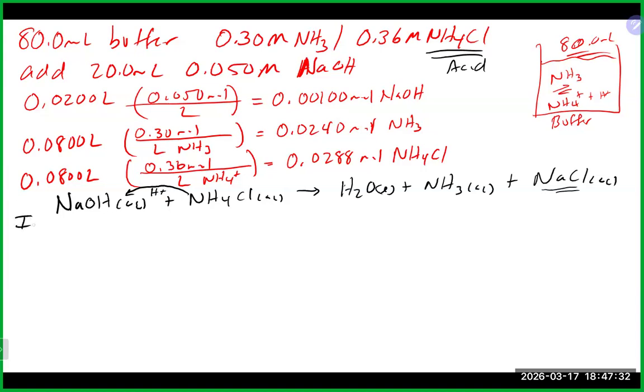So initially here for our hydroxide, we have 0.001 moles. For our ammonium chloride, we have 0.0288 moles. And for our ammonia, we have 0.024 moles. I'm not going to worry about water, right? Because it's not going to do anything for the pH. And we've already kind of eliminated this guy as well as being neutral. So once again, maybe don't put numbers where you might use them incorrectly.